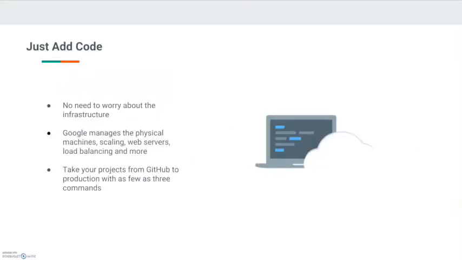Just add water? No, just add code. There's no need to worry about the infrastructure when you're using the Google App Engine. Most of the infrastructure is all handled by Google Cloud Platform. In fact, Google manages the physical machines, scaling, web servers, load balancing, and more. This allows you to take your projects from GitHub to production with as few as 3 commands.